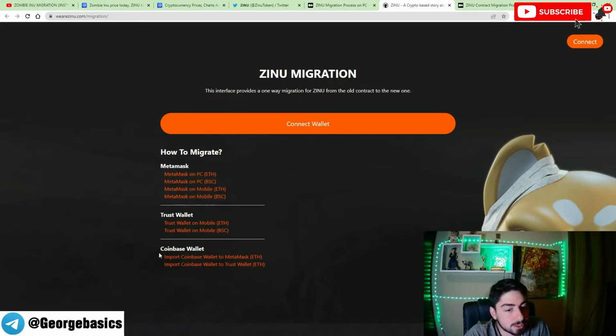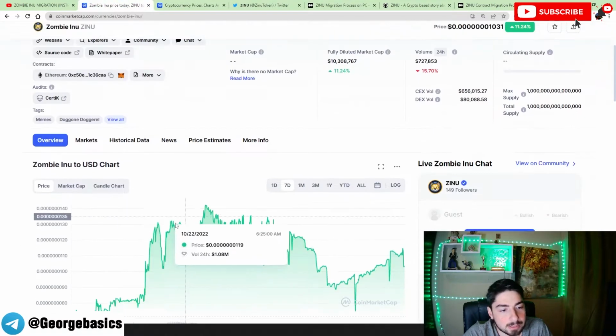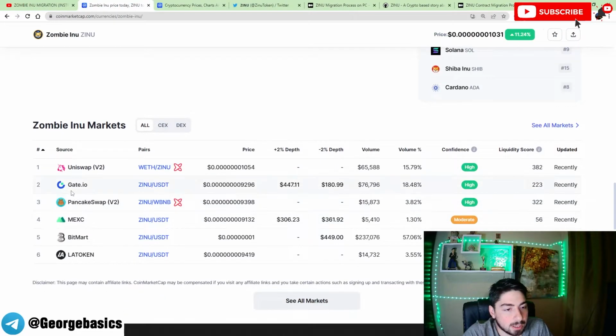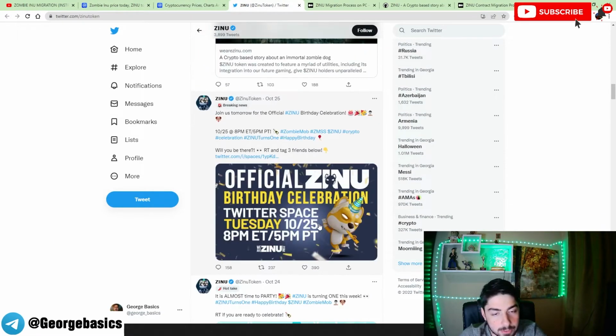Also, there are instructions for Coinbase, and Zombie Inu is listed also on other CEXs. For example, it's listed on Gate.io, MEXC, Bitmart, and other CEXs. So we should wait for their instructions. I think that this process will be automatic on their platform, so let's wait for their guides first. There's more than a week left before the end of the migration process, so we have got some time.